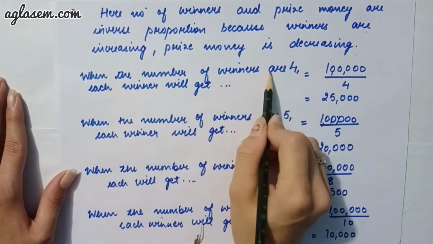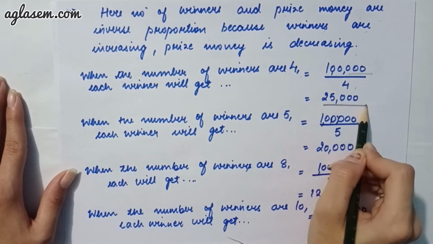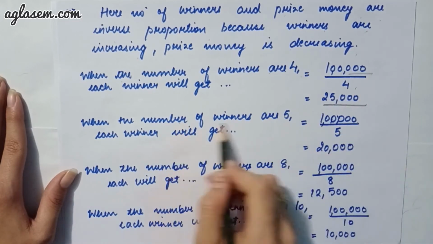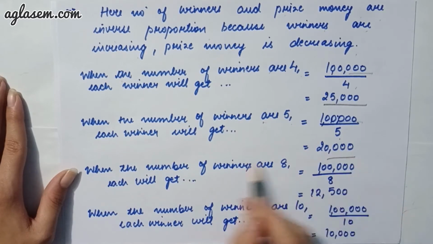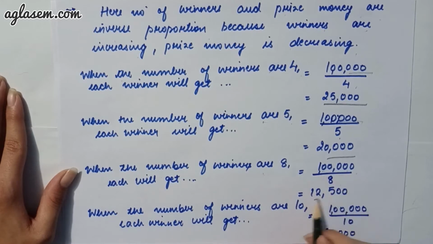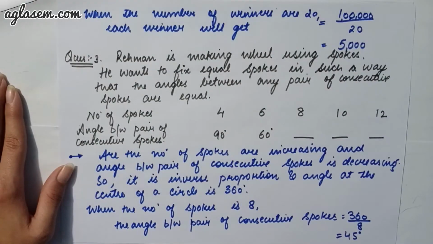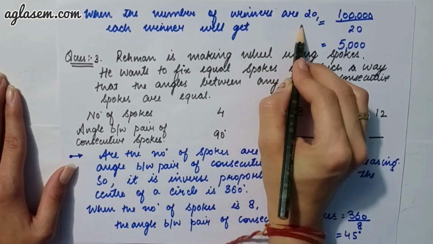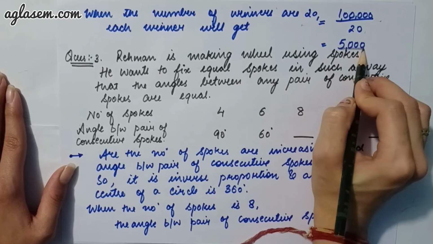So when the number of winners is 4, the prize will be 1 lakh divided by 4, which will give you 25,000. And when the number of winners is 5, 1 lakh divided by 5 will give you 20,000. Similarly, if winners are 8, the prize will be 1 lakh divided by 8, we will get 12,500. If the number of winners is 10, then 1 lakh divided by 10, we will get 10,000. When the number of winners is 20, then the prize will be 1 lakh divided by 20, which will give 5,000.